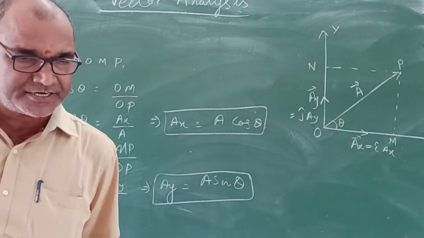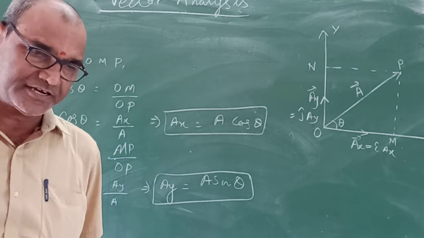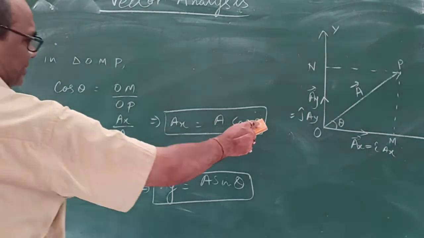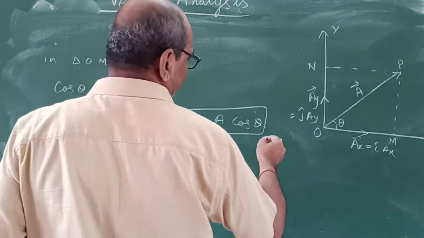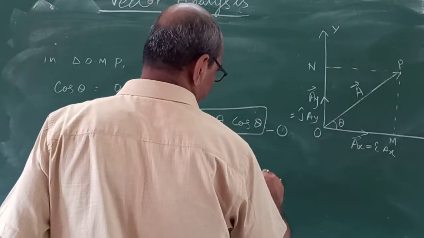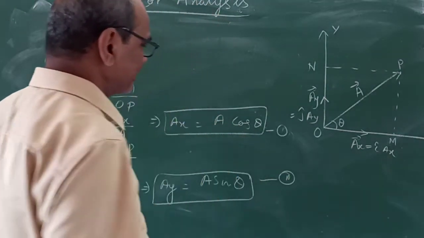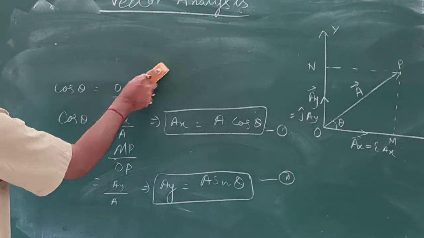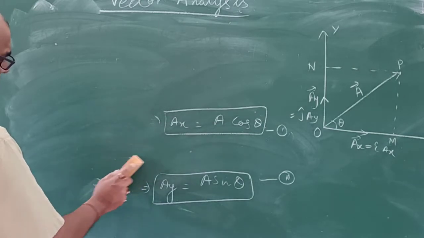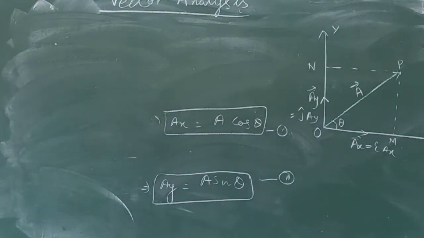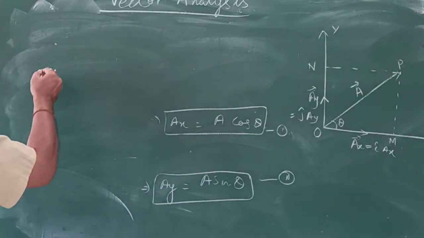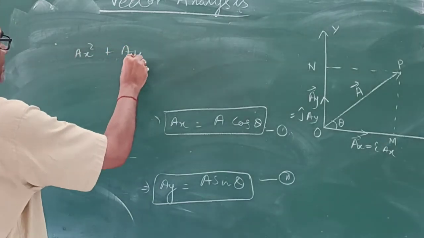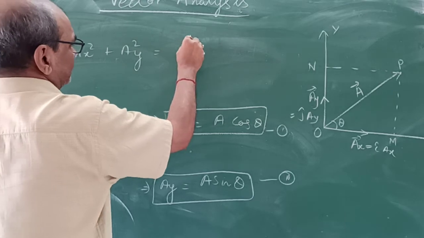The Y component is A sin theta. Now squaring and adding equation 1 and equation 2, we get AX square plus AY square is equal to A square.